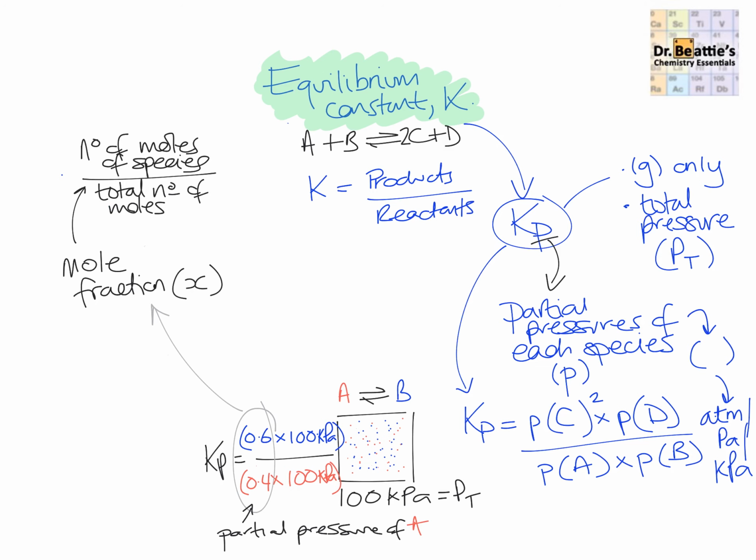So, for example, if you were told at equilibrium you had 1.2 moles of B and 0.8 moles of A, to work out the mole fraction for A, you would just take the moles of A divided by the total moles of everything. Now, in this example, we've only got A and B, so it's just 0.8 plus 1.2. And when you put that into the calculator, you will get 0.4 as the mole fraction. That's the first part of working out a partial pressure. The second part is multiplying that by the total pressure.